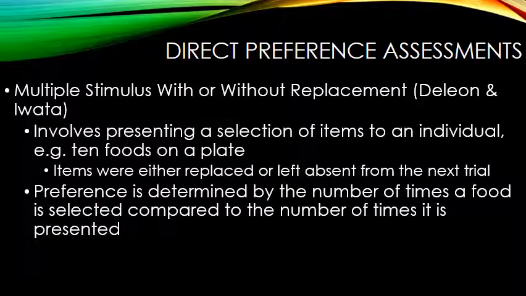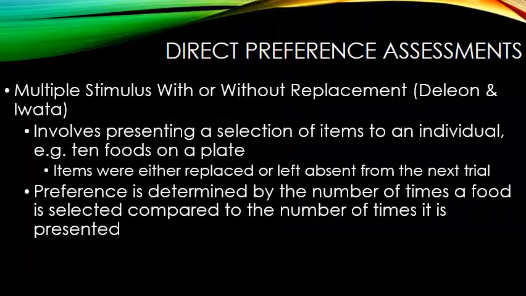A final form of direct preference assessment is called the multiple stimulus with replacement or the multiple stimulus without replacement preference assessment. Here, rather than presenting only pairs of items at a time, a selection of items are presented to the individual. For example, 10 foods on a plate or 5 different objects that they might be able to manipulate.